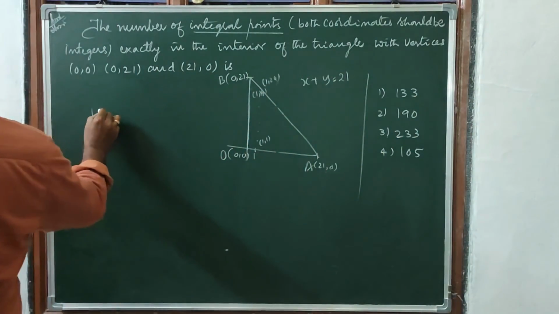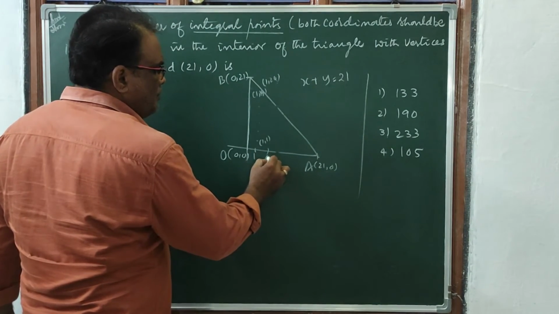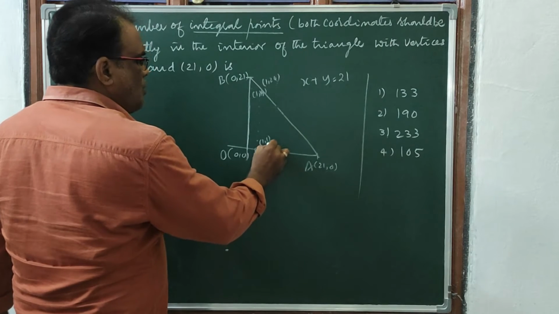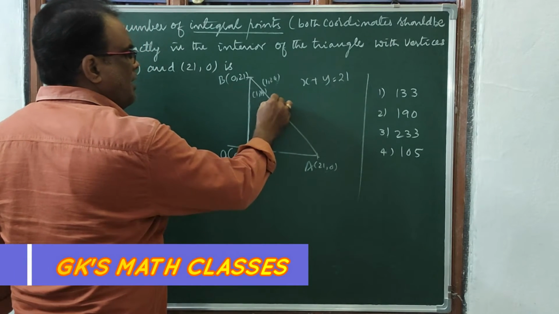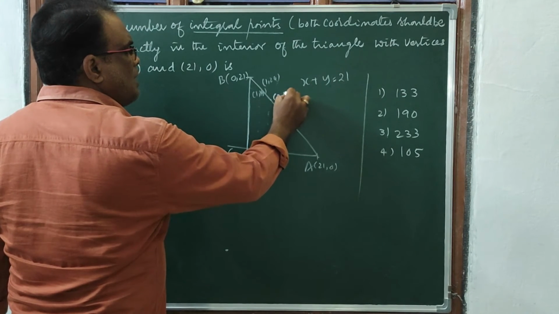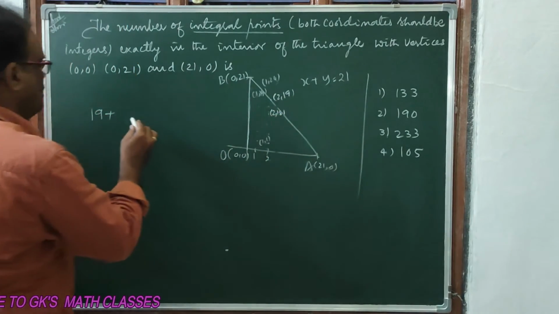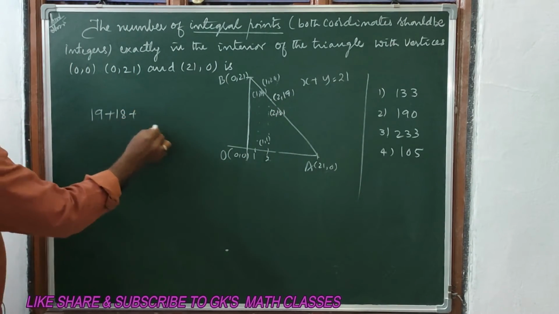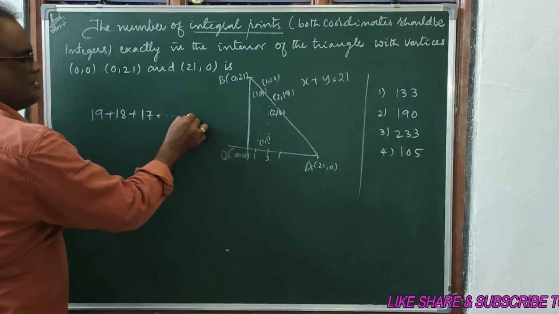So how many coordinates will come under 1? We have 19 coordinates. If you take 2, 2 comma 1, 2 comma 2, 2 comma 3 and so on. If you put 2 here, you will have 19, 2 comma 19, so you have to take up to only 2 comma 18. So you will have 18 coordinates. Similarly for 3, you will have 17 coordinates like this.